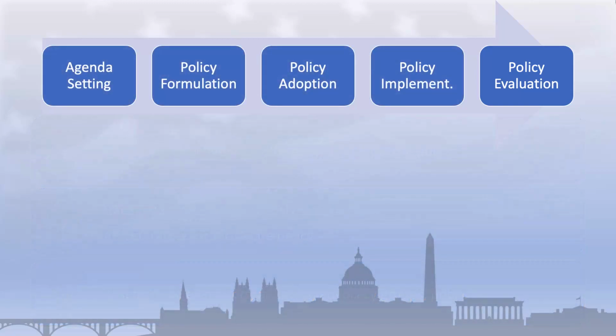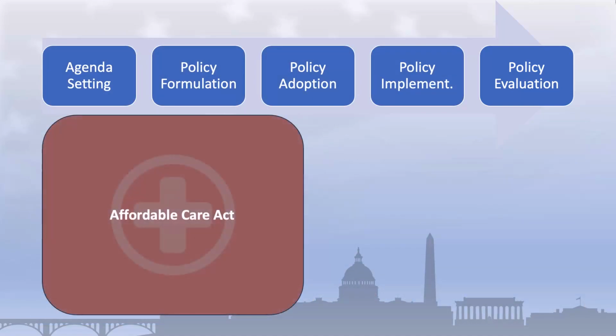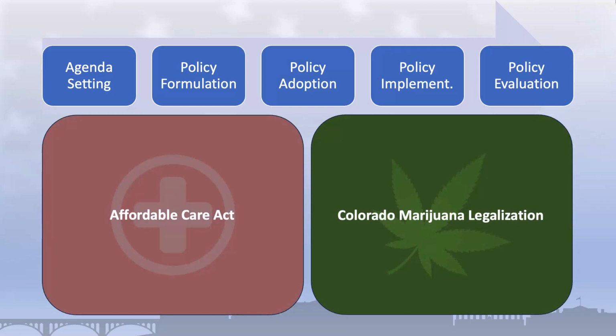Let's look at this abstract model using a couple of real-world examples. Let's consider the Affordable Care Act, also known as Obamacare, and the 2012 decision by the state of Colorado to legalize the recreational use of marijuana.